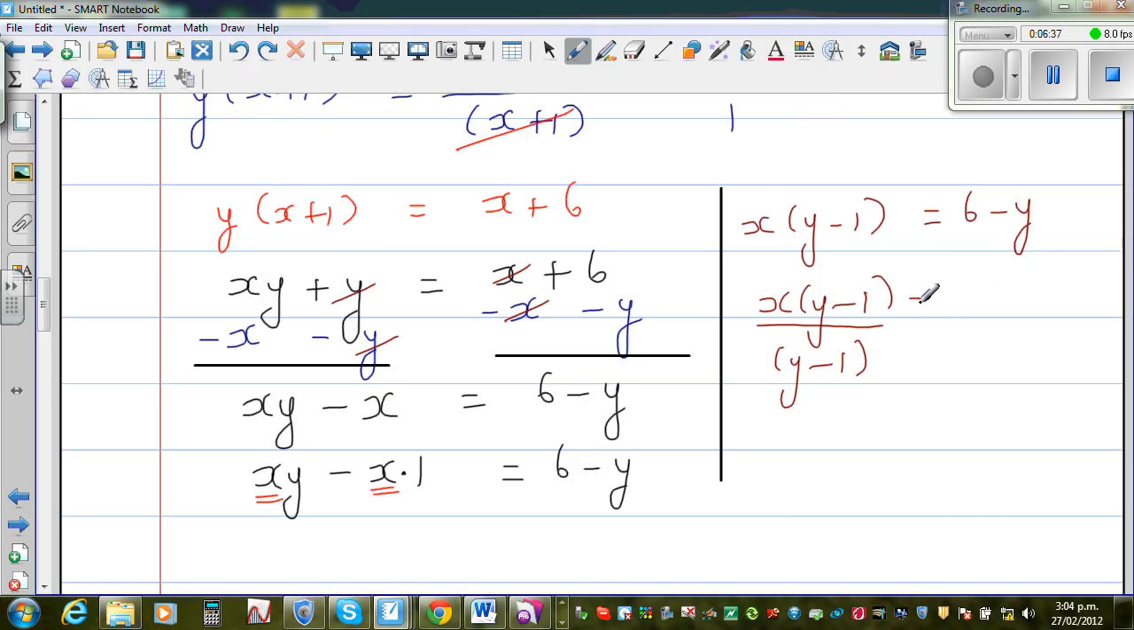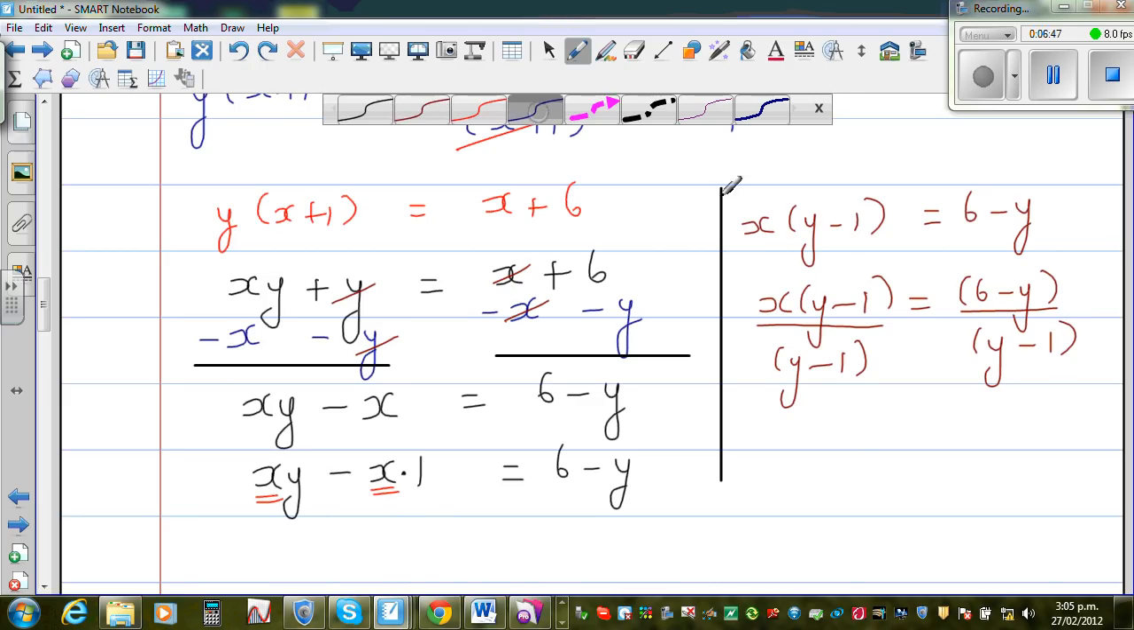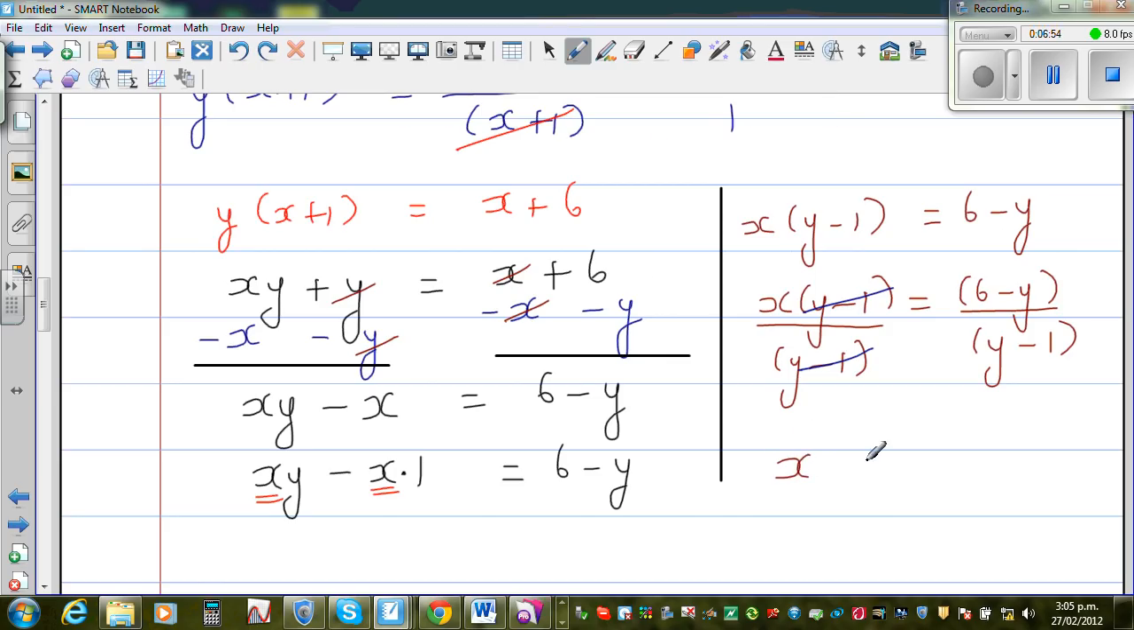is equal to 6 minus y over 6 minus y minus 1. I'm dividing both sides by y minus 1. So what happens? This and this get cancelled. And lo and behold, we have got x as the subject, which is 6 minus y over y minus 1.